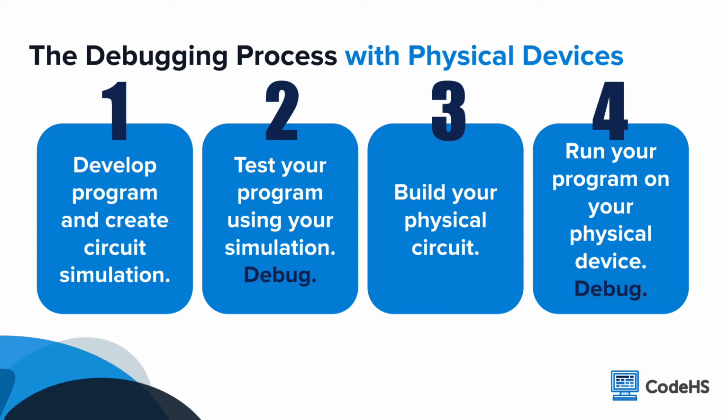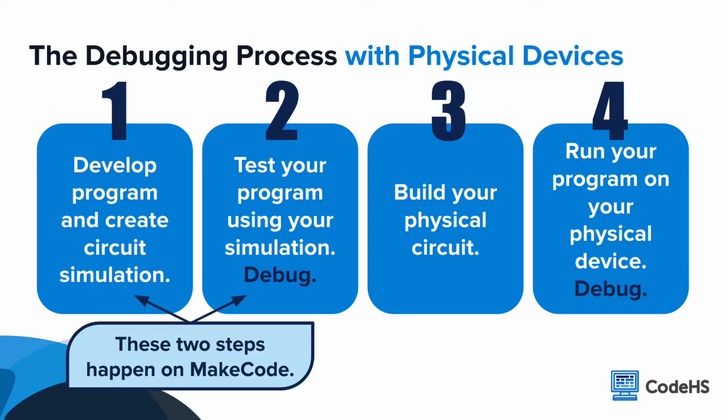We start by writing our program and use the circuit simulator to test its functionality. If we notice an issue, we debug our program at this stage. Once our program works as intended on the simulator, we build it out using our physical components. When we run the program on our physical device, a whole new set of issues can arise, so we may need to debug at this point as well.